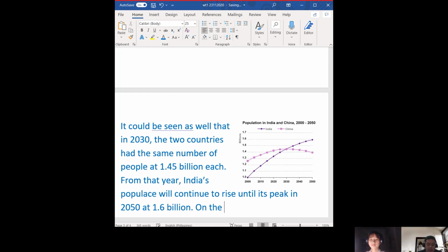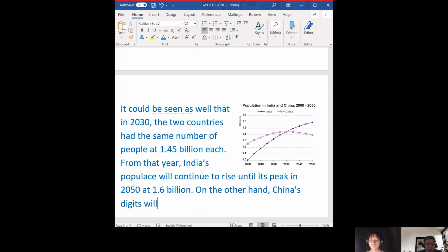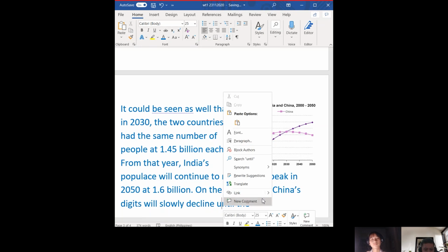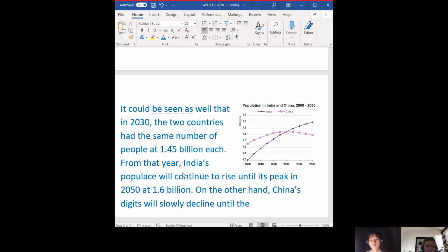And China's digits will slowly decline until, oh, what's the other word for until?